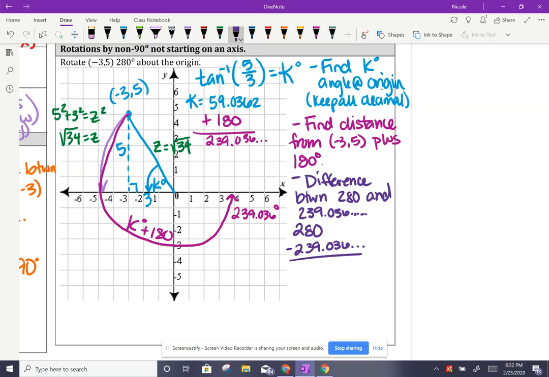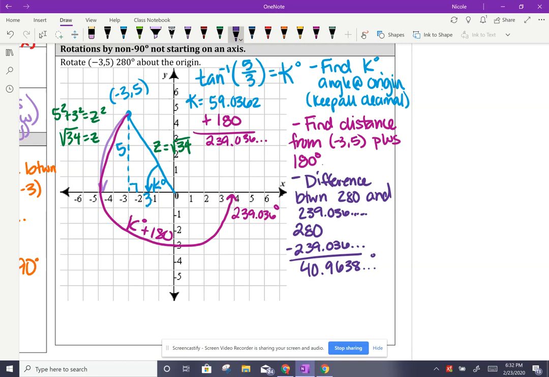I'm keeping that whole decimal every time I subtract. Please keep that in mind. It will change your answer potentially. So I'm going to take 280 minus my answer, and that means I need to go an additional 40.9638 yada, yada, yada degrees.